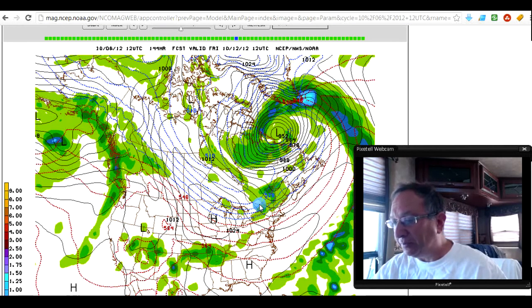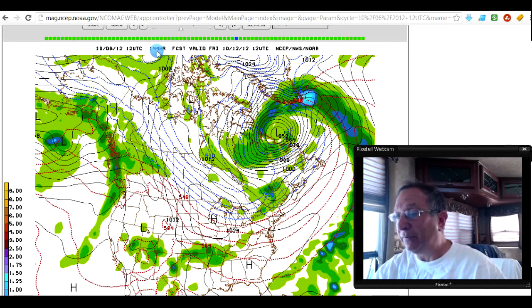This moisture here is mostly what we call lake effect. This is picking up the moisture off the lakes and dumping it on the western slopes of the Adirondacks and into New England. So there might be some snow showers over here happening at this time.